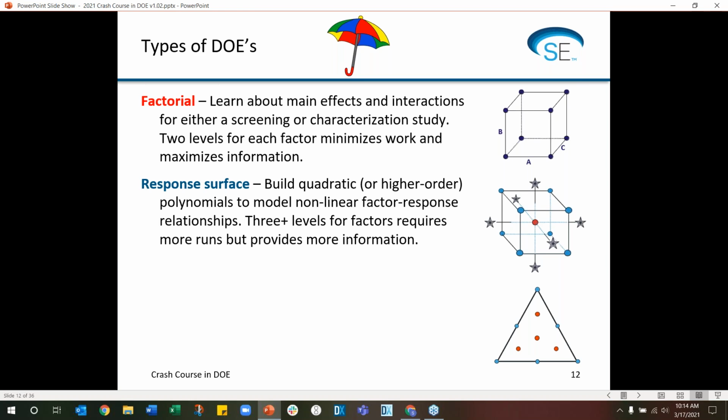Response surface designs allow you to build quadratic or cubic or higher order polynomials that actually model non-linear factor and response relationships. So if you know that you have a non-linear relationship between the variables and the outputs, then response surface would be the correct tool to use. Every factor is set at 3 or more levels. So this requires more runs, but it also provides more information, more complete polynomials.